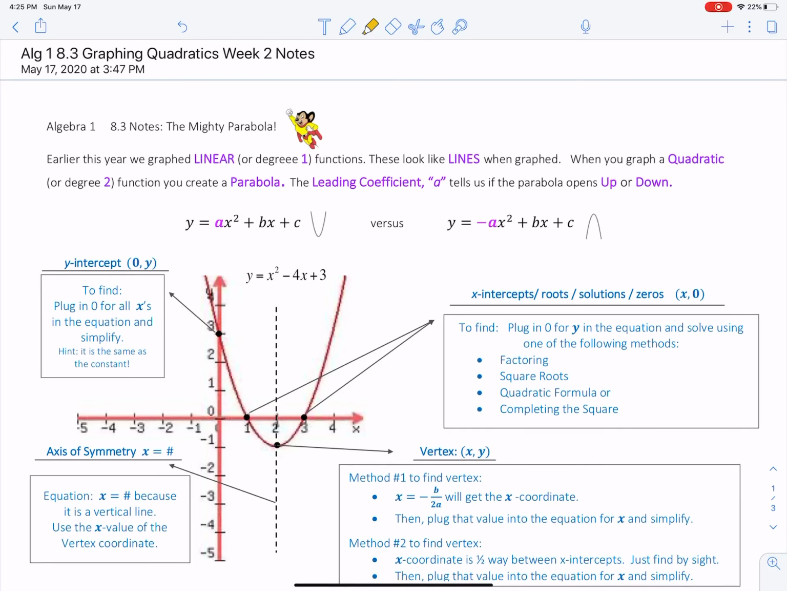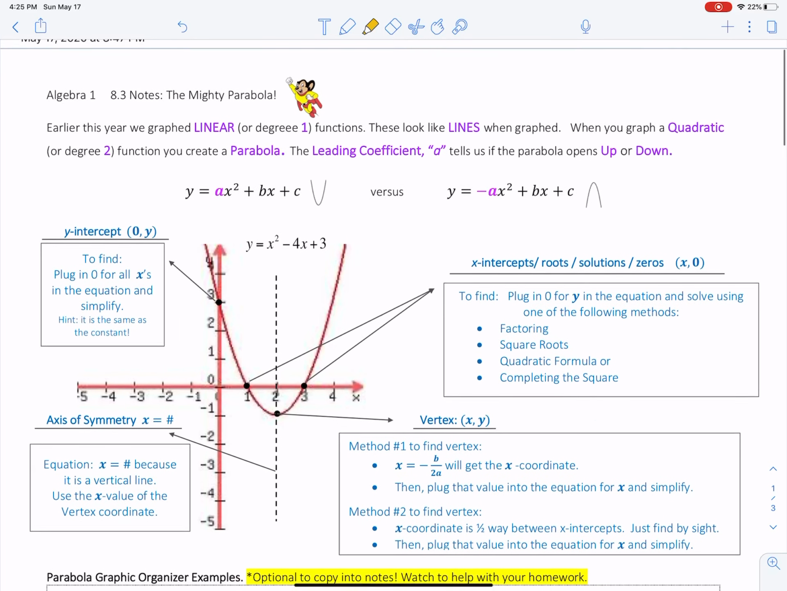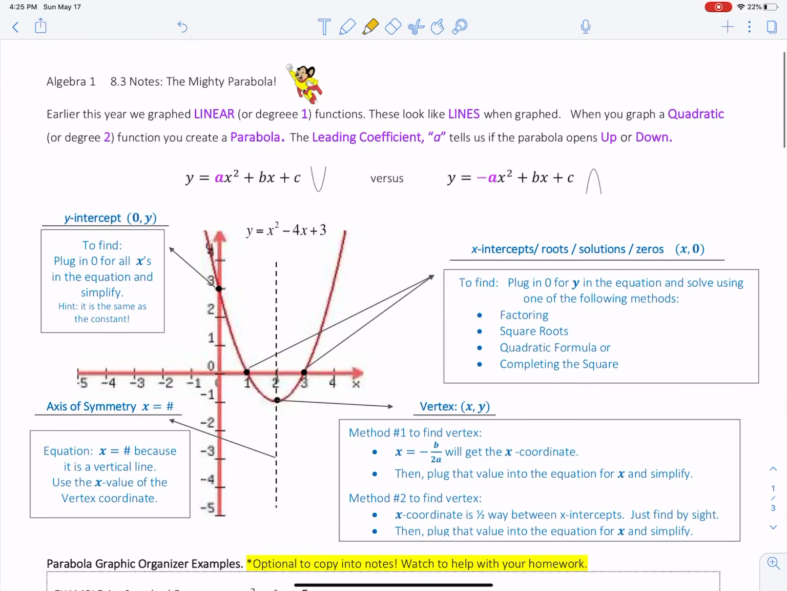All right, Algebra 1, so welcome back to the examples of graphing our parabolas. And if you can print out this page, that's great. If not, it would always be great just to copy down what we have. So I want you to go ahead and highlight a few things.